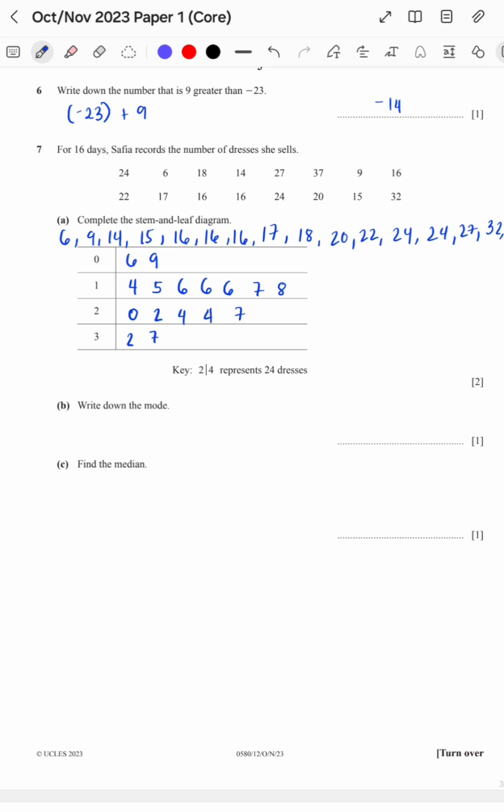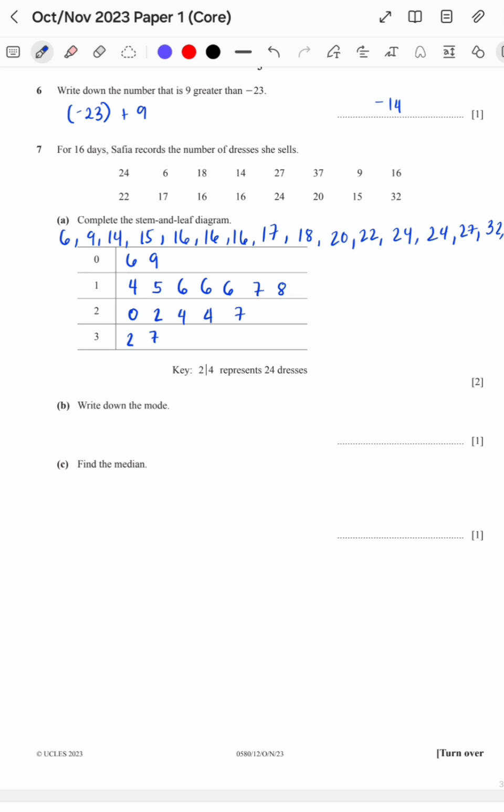Kindly count how many data there are in your stem and leaf. It should equal 16. So that's 1 2 3 4 5 6 7 8 9 10 11 12 13 14 15 16. The key here represents 24 dresses. So that's for 2 points.